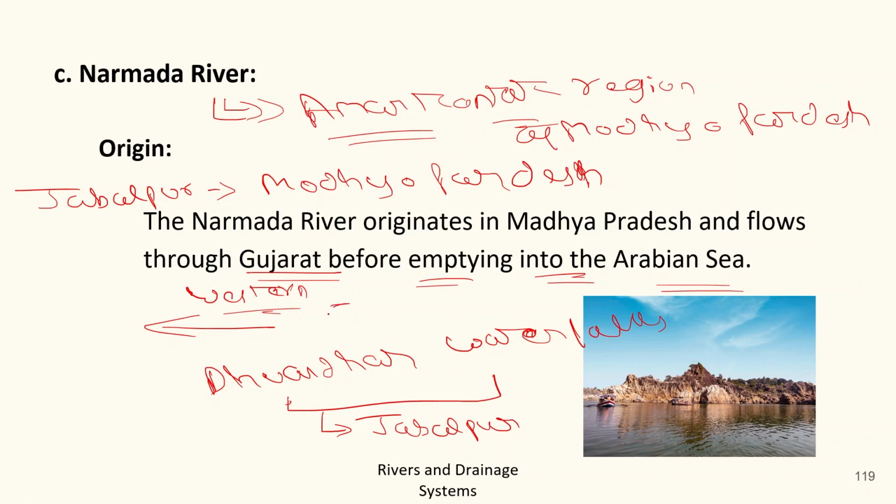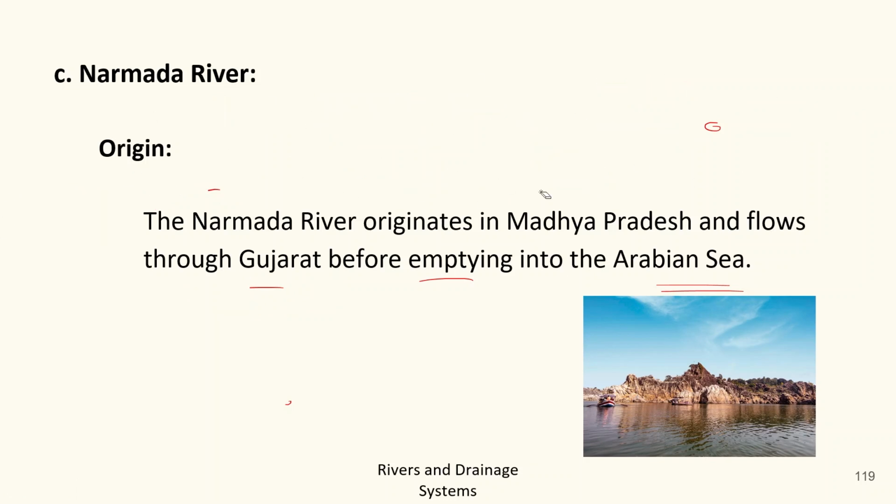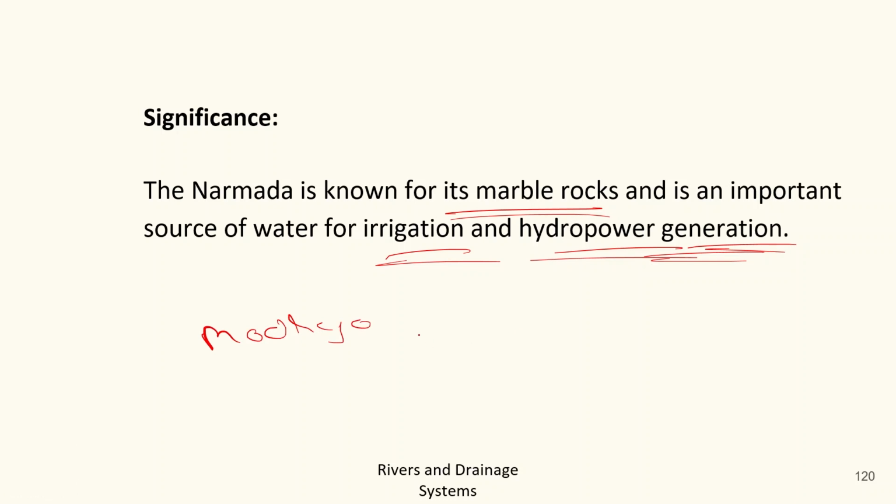It is a western flowing river. It flows towards the west through the states of Madhya Pradesh and Gujarat, and then empties into the Arabian Sea. Got it? So here we have discussed the Narmada river. Remember one thing, it has marble rocks and is famous for irrigation and hydropower generation. That is its significance, basically in the areas of Madhya Pradesh and Gujarat.